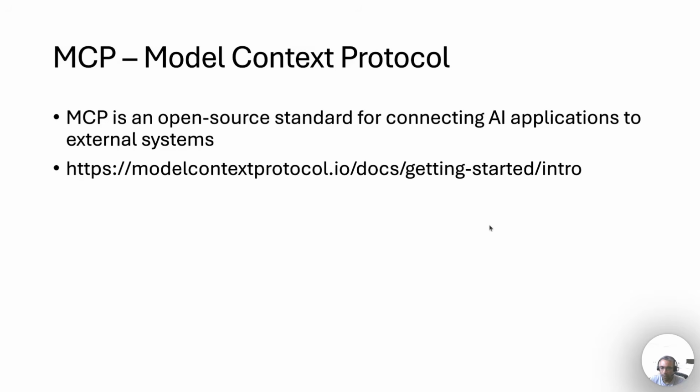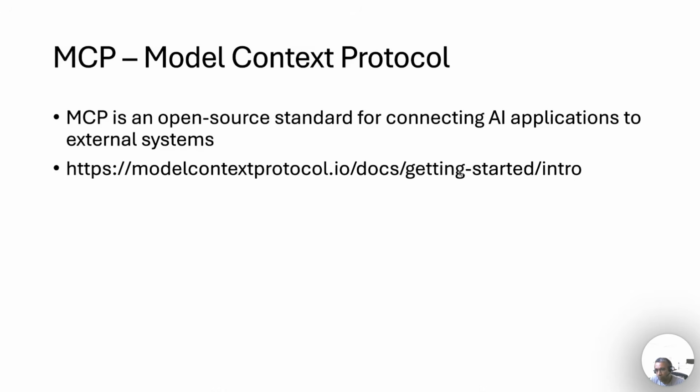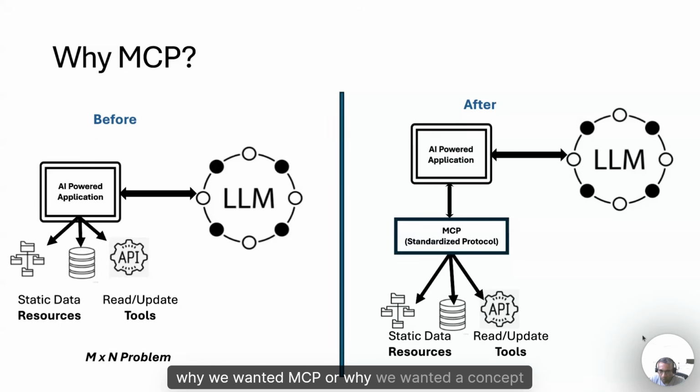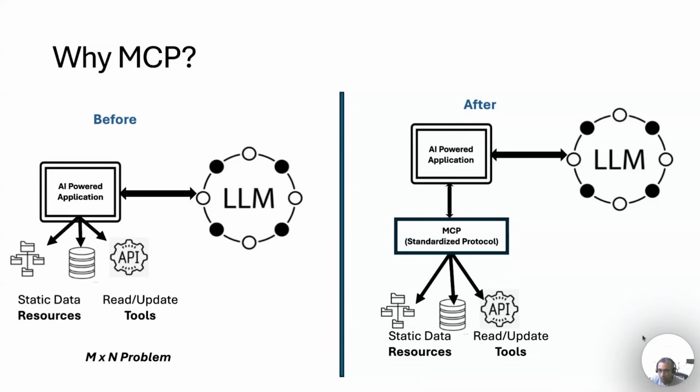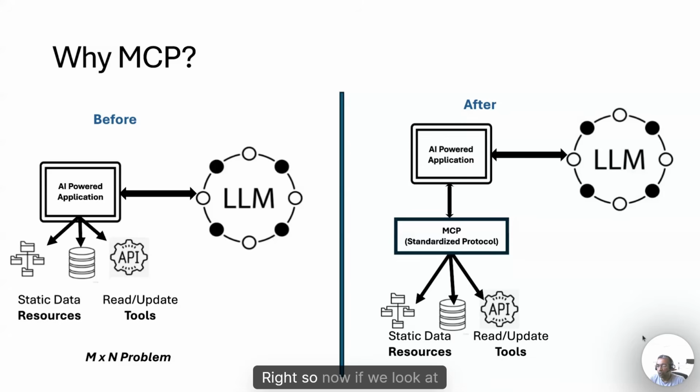So let's see why we wanted something called the Model Context Protocol first. I think it's easier to understand why we wanted MCP by comparing how things were handled before MCP and after MCP. If we look at the left hand side of this diagram, this is how we connected our applications with AI before MCP.